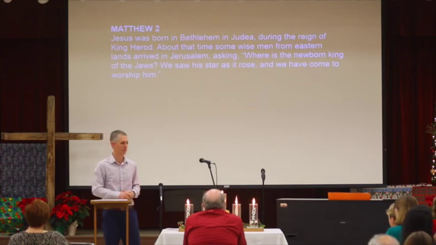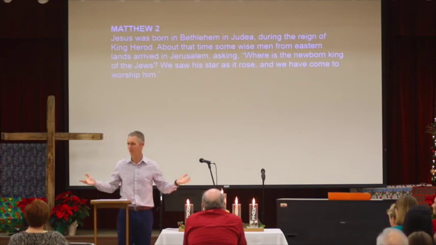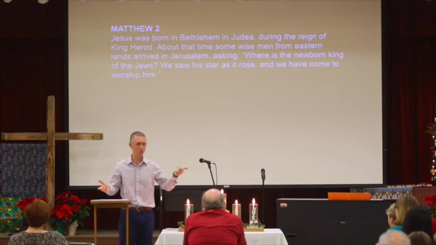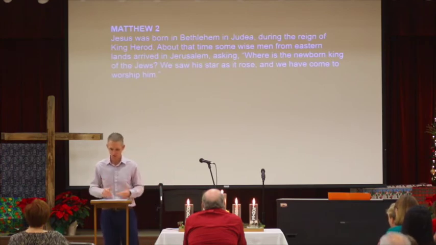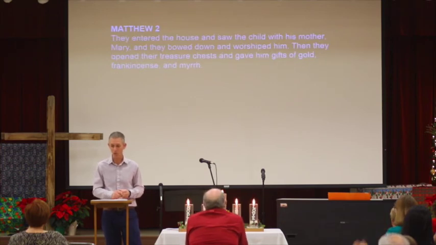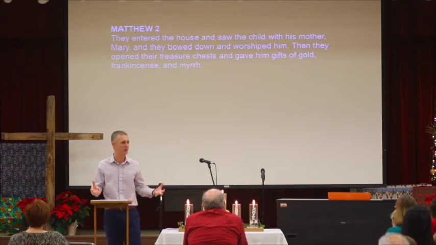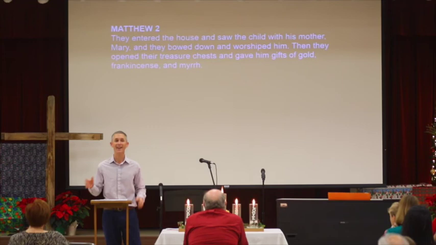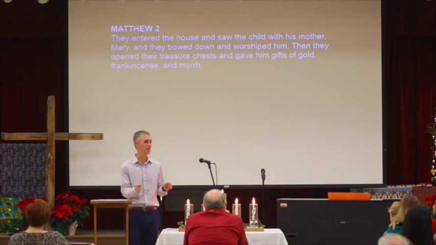So what did they bring with them? We all know what they brought with them. They brought gifts, three gifts: the gold, the frankincense, and the myrrh. It describes it. They entered the house, and they saw the child with his mother Mary, and they bowed down and worshipped him. Then they opened their treasure chests and gave him gifts of gold and frankincense and myrrh. Those are valuable gifts. And those are specific gifts that people gave to who? Kings.